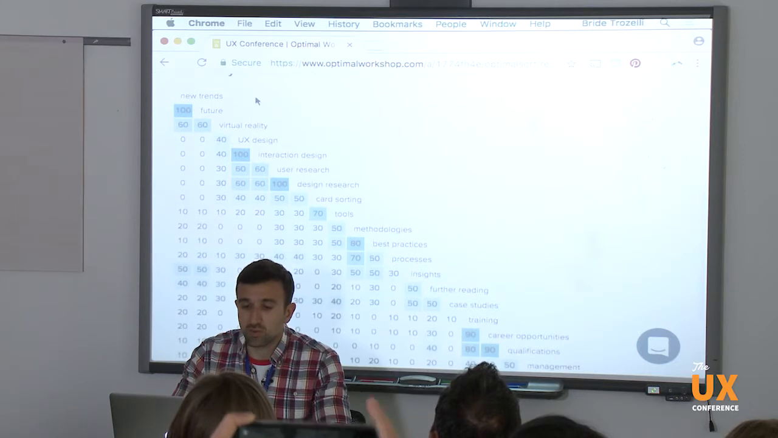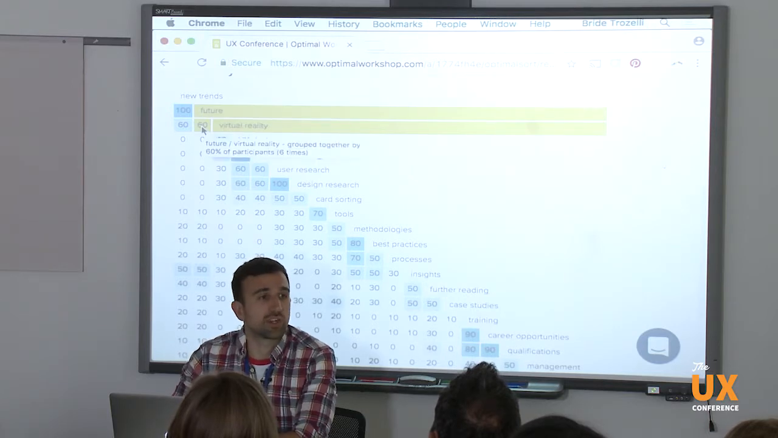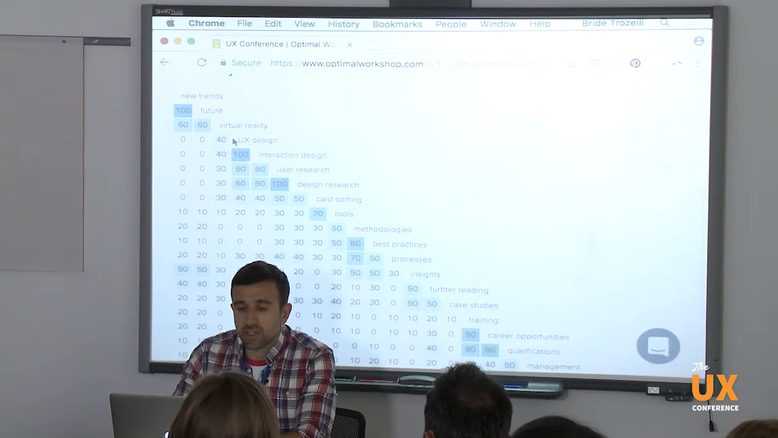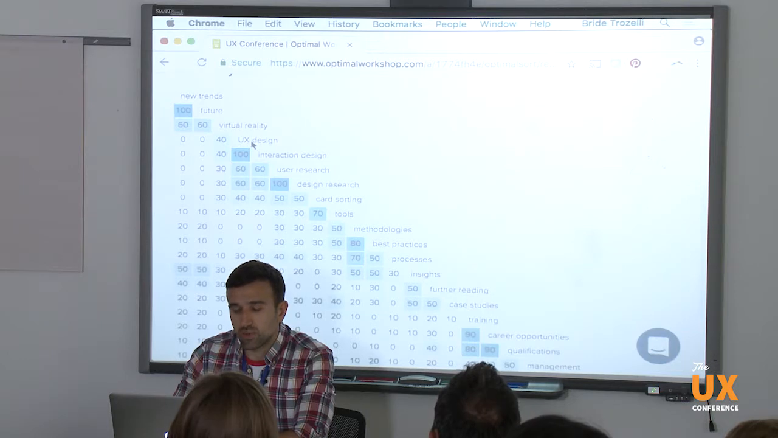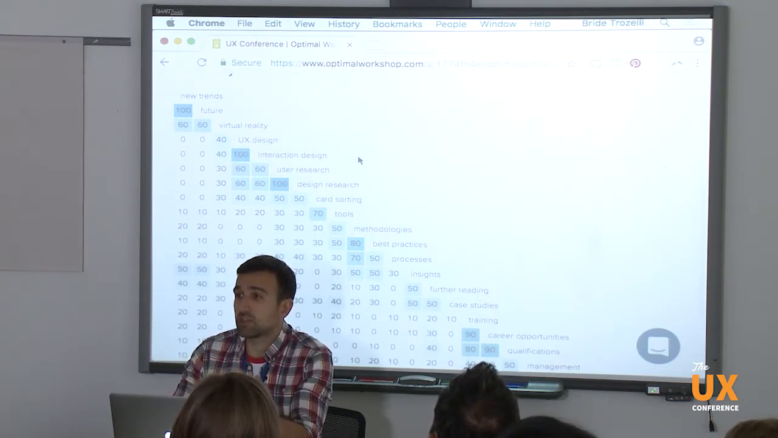So in this here, I would say there's a very clear relation between these three: new trends, future, and virtual reality. That's not a surprise, is it? That does kind of make sense. And then over here, we have virtual reality, UX design, well, more like this triangle here: UX design, interaction design, user research, card sorting, and maybe even tools. So this tells us these are related as well. And when you think about it, it does make sense, right?